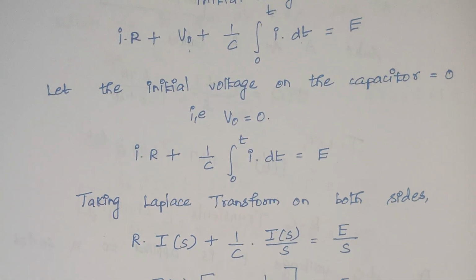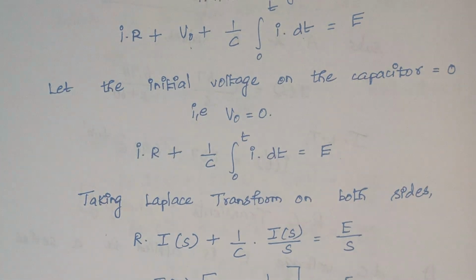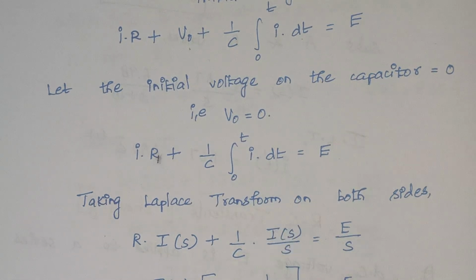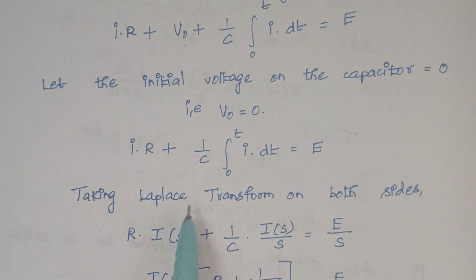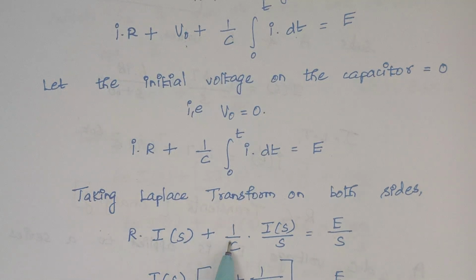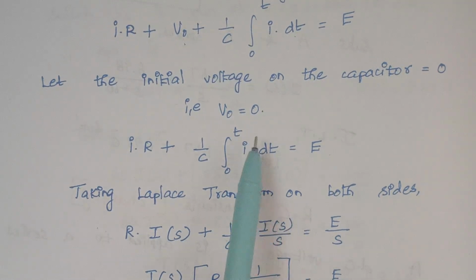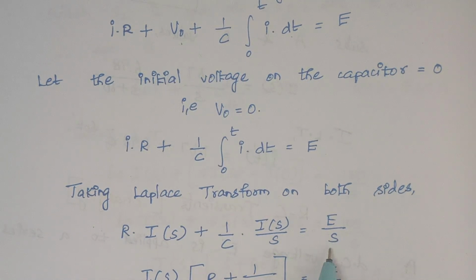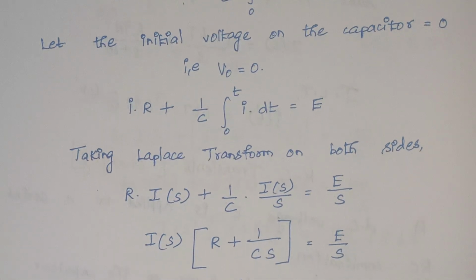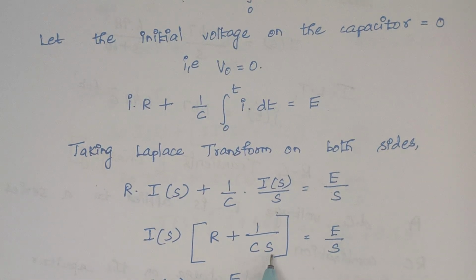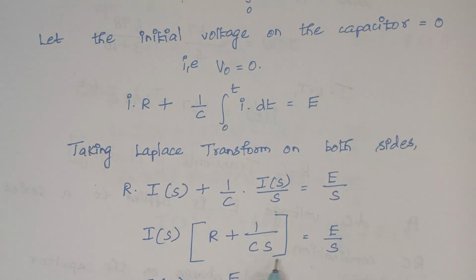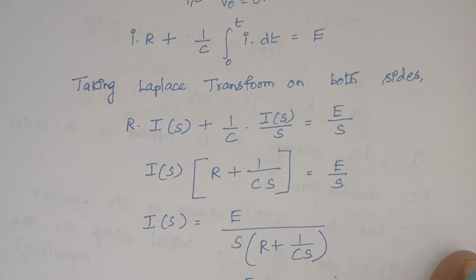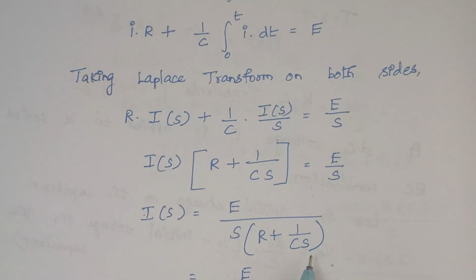Now we take the Laplace transformation. Our expression gets modified as I of s into R plus 1 by C. Here I becomes I of s, and because of the integration we have division by s, which is equal to E by s. Now I take I of s commonly outside. The remaining expression is R plus 1 by Cs, which is equal to E by s. Now I of s is written as E by s into R plus 1 by Cs.